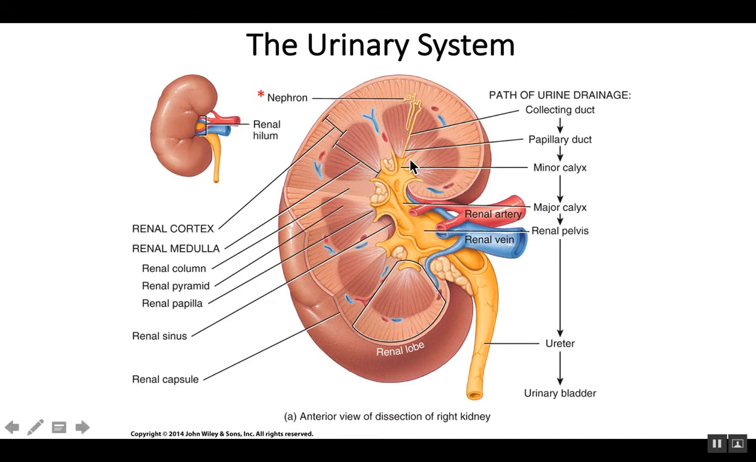You'll notice then, as that urine gets collected, where there's many minor calyxes merging together, that's often referred to as a major calyx. And then eventually, where all urine has to go before it leaves a kidney is known as the renal pelvis. And as that urine accumulates, the pressure that forms moves that urine out of the kidney into the ureter. And then the ureter travels down to the urinary bladder, where it can be stored.